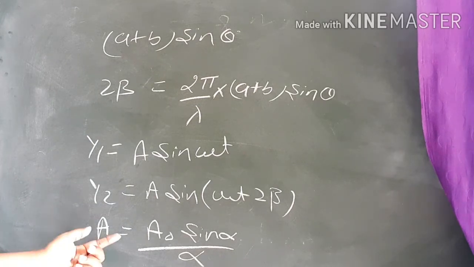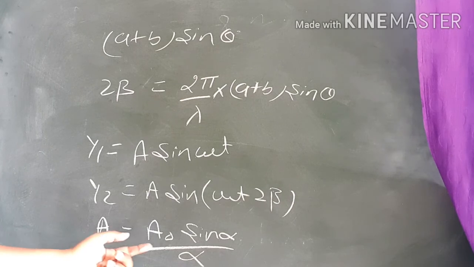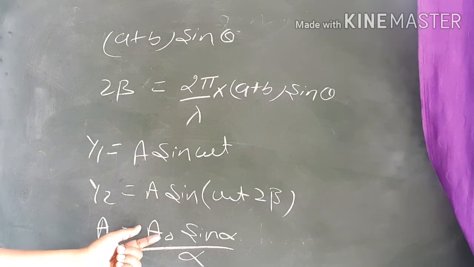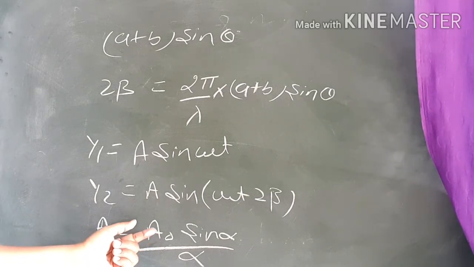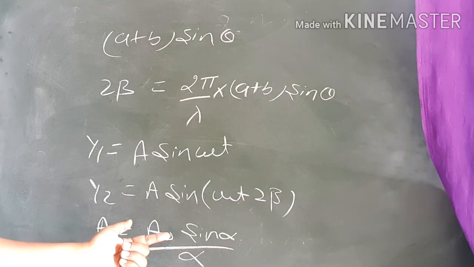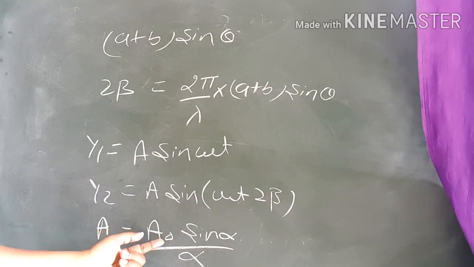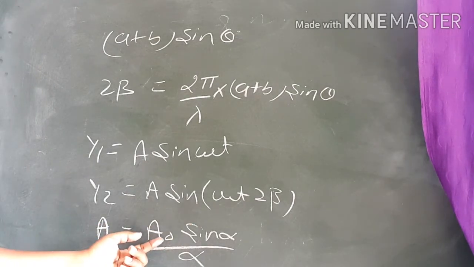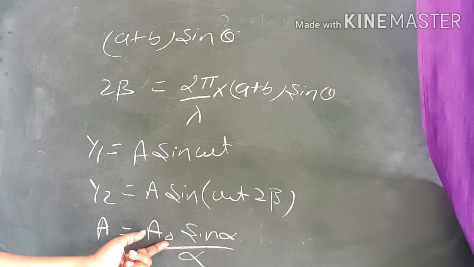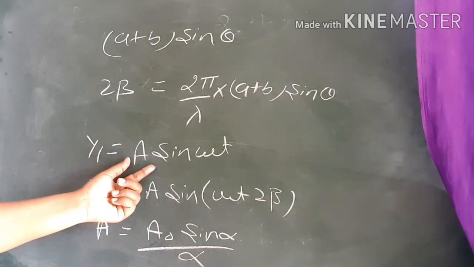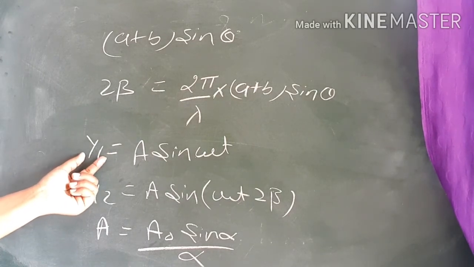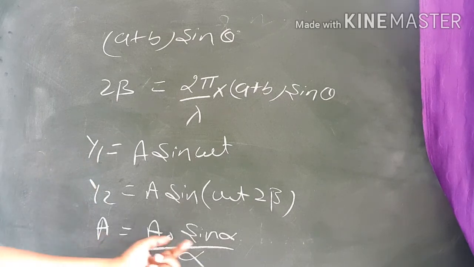Okay, we have discussed this in the last video. A is equal to A naught sine alpha by alpha. A naught is the maximum amplitude of the rays reaching the central point in the single slit, the amplitude at the central point for the rays reaching it without diffraction. Here A is the amplitude due to this wave, the resultant of all the waves coming from the single slit, and A is equal to this.